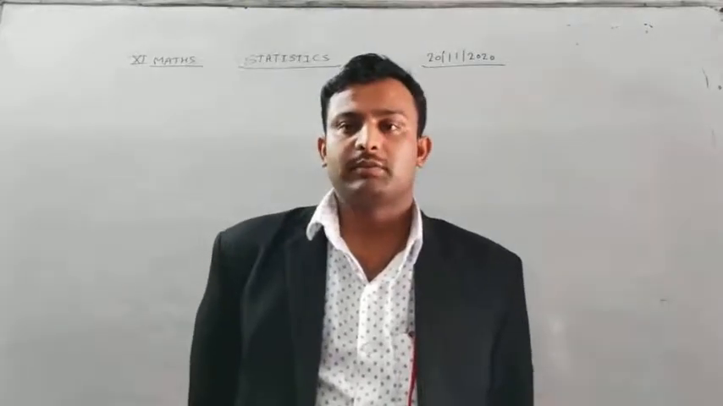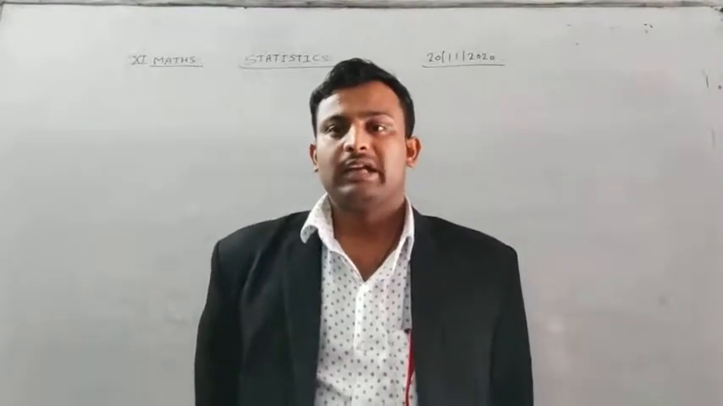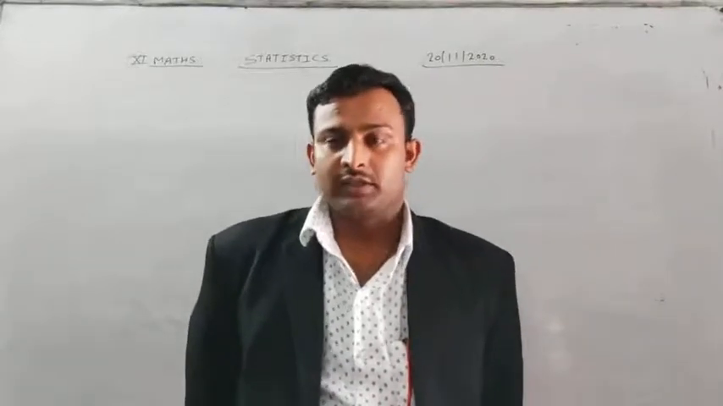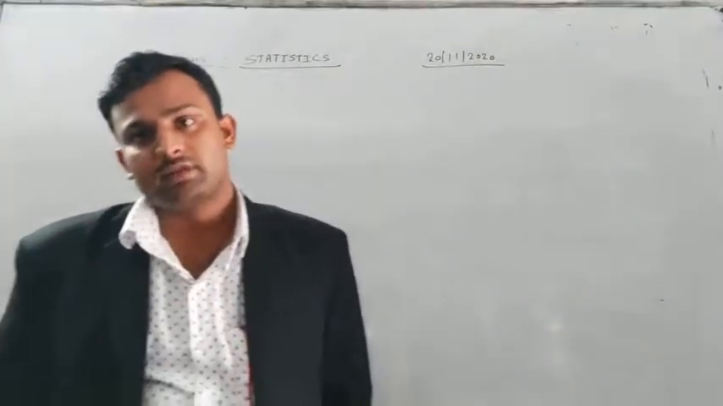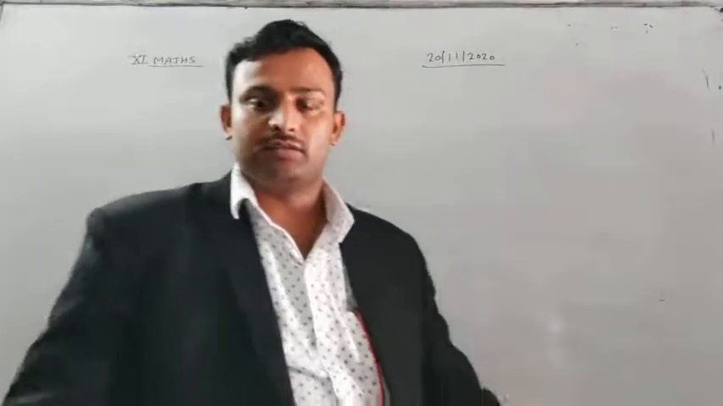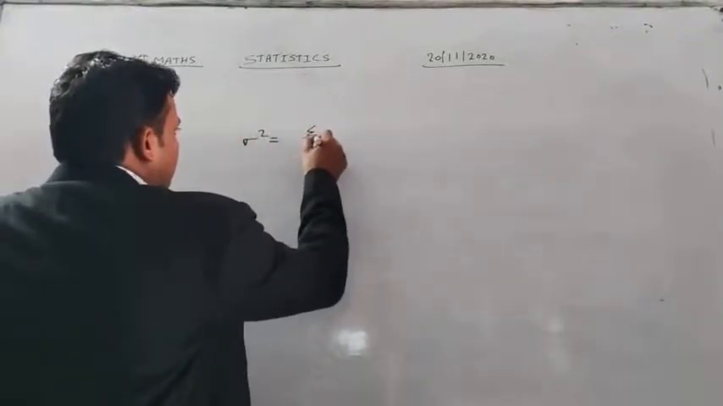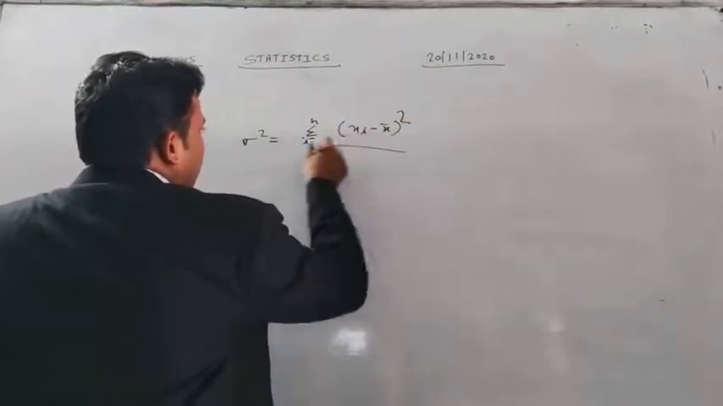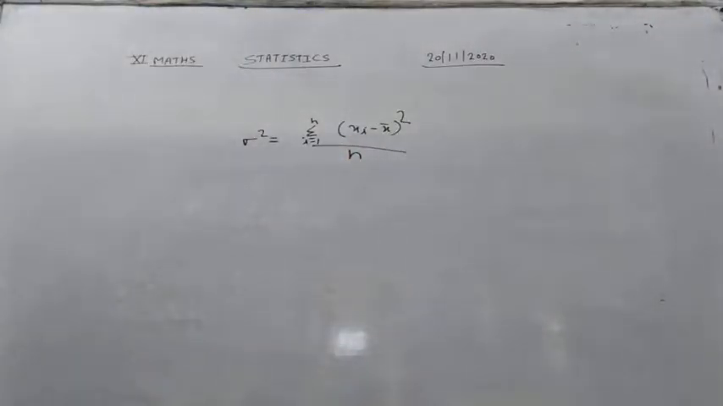Now today we will discuss variance, and we will see the formula of variance and standard deviation for discrete frequency and for continuous frequency also. So the formula of variance is sigma square is equal to summation i is equal to 1 to n (xi minus x bar) whole square by n. By this formula we can find out the variance.